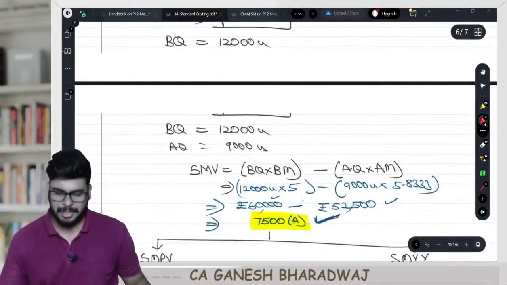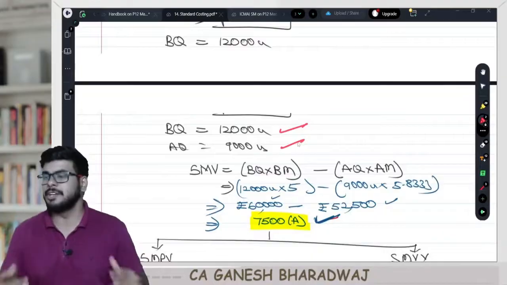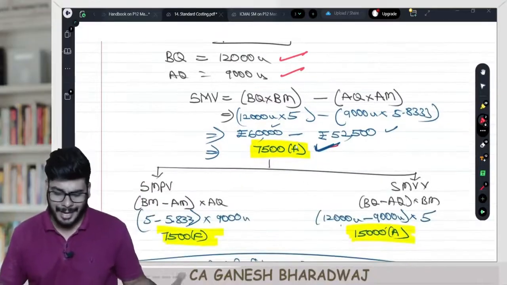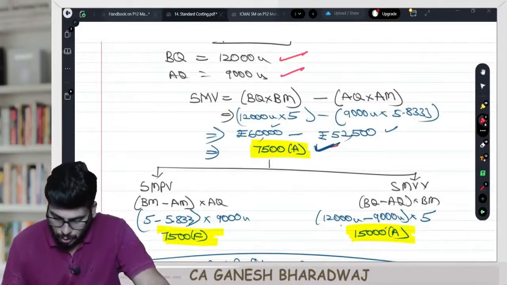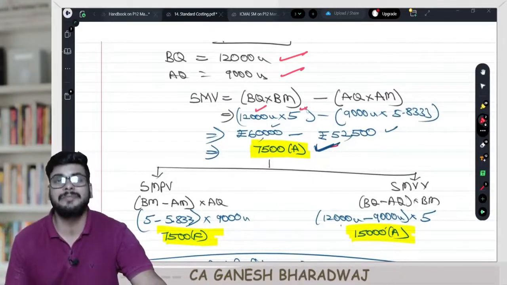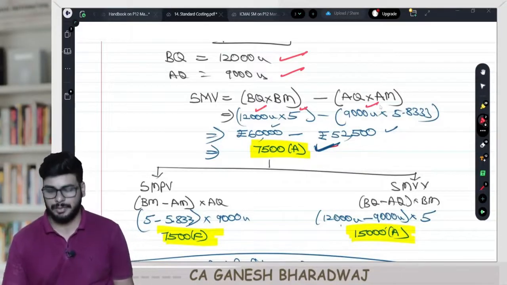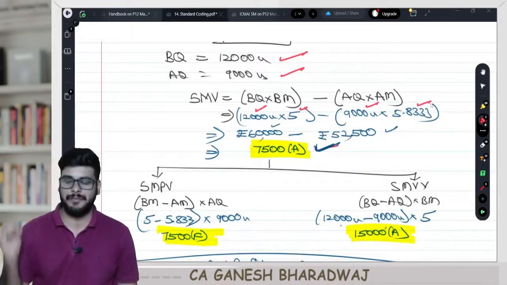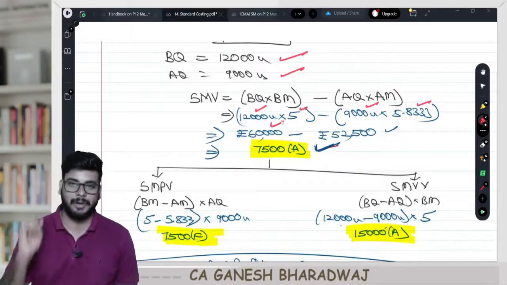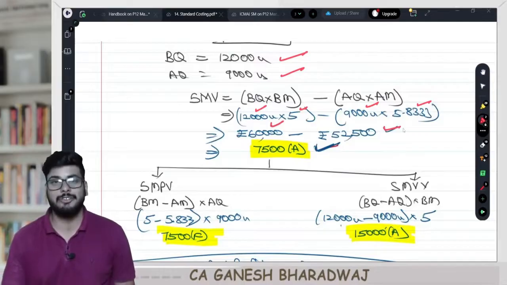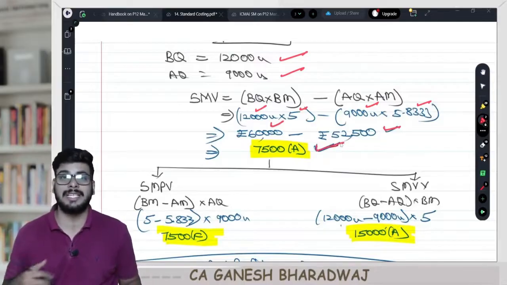So now, what is the budgeted quantity? It's 12,000 units. Actual quantity is 9,000 units. Now you need to substitute the figures here and arrive at the answer. So sales margin variance totally, how much is that? I plan to sell 12,000 units, and each unit that I sell, I plan to earn a margin of 5 rupees, but I actually ended up selling only 9,000 units, and every unit I sold actually fetched me a margin of only 5.833.